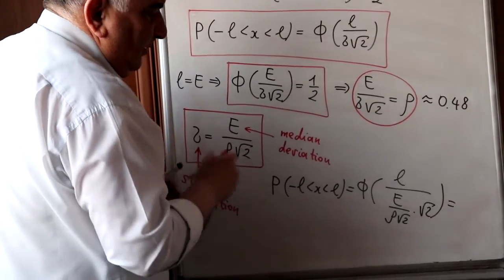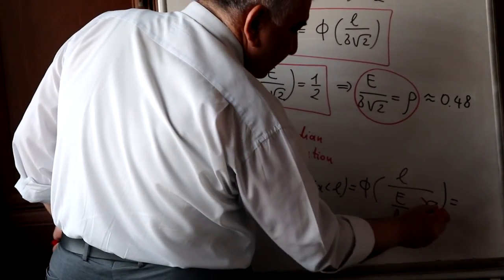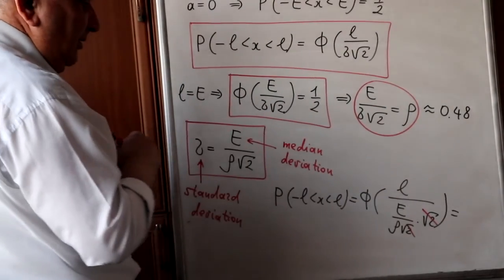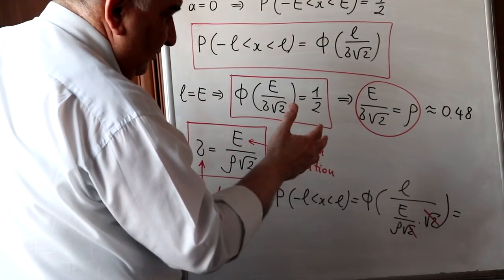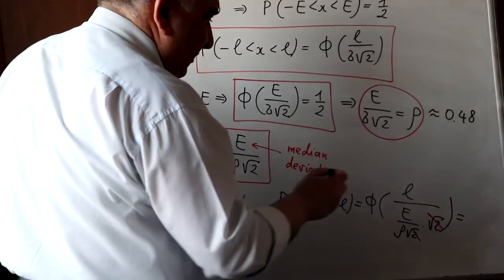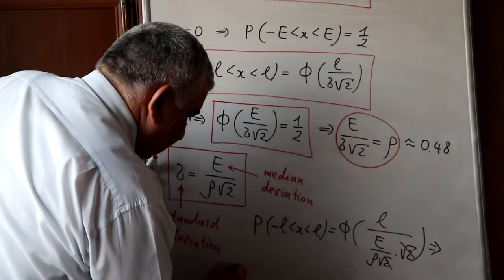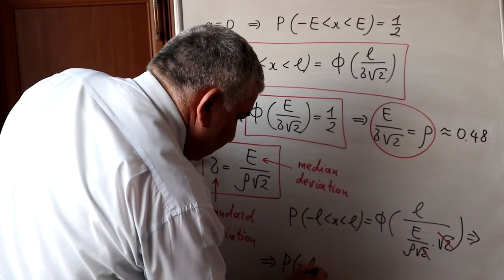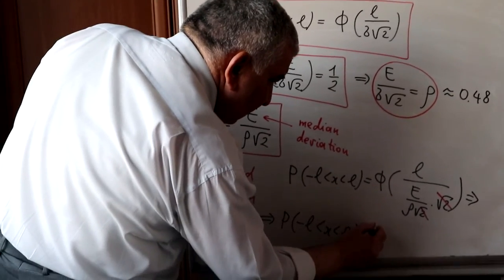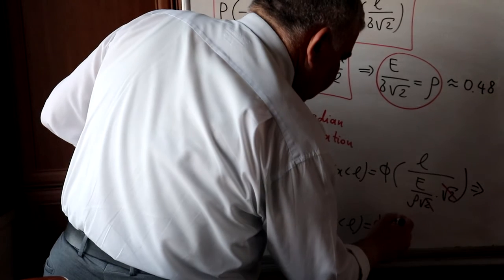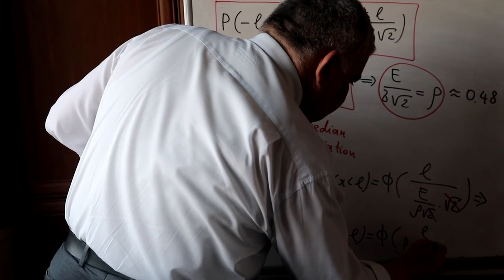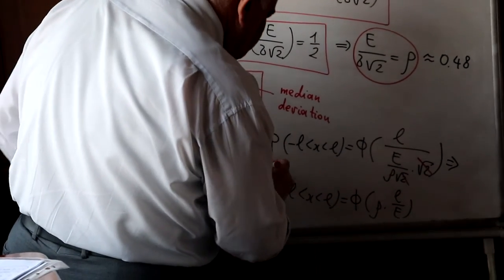Here we can simplify the denominator by square root of 2, and then rho will be transferred into the numerator. Then finally we'll have that P of minus L is less than x is less than L is equal to phi of rho multiplied by L over E capital, which is a remarkable formula.